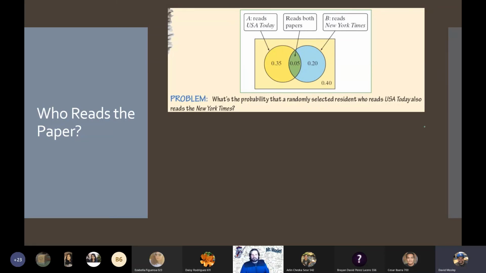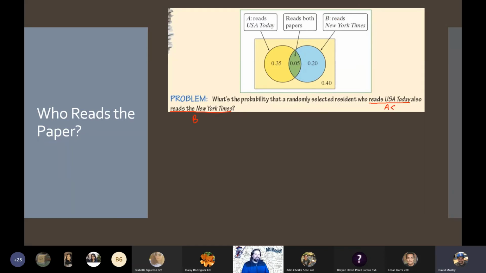So if we're looking at this here, we have reads USA Today, that's event A. Reads the New York Times, that's event B, based on our context provided.